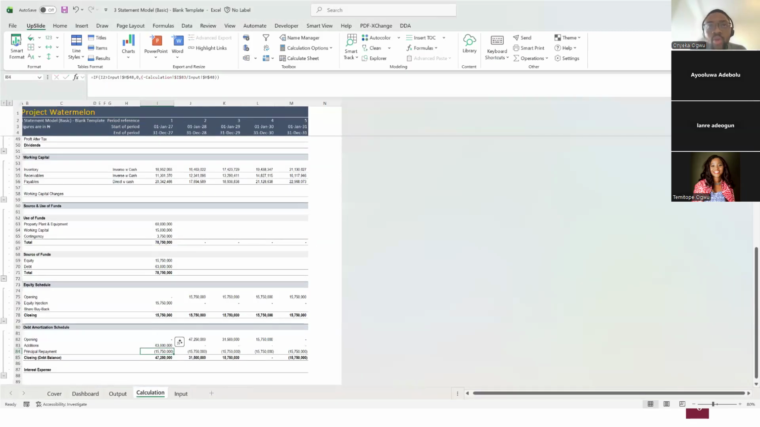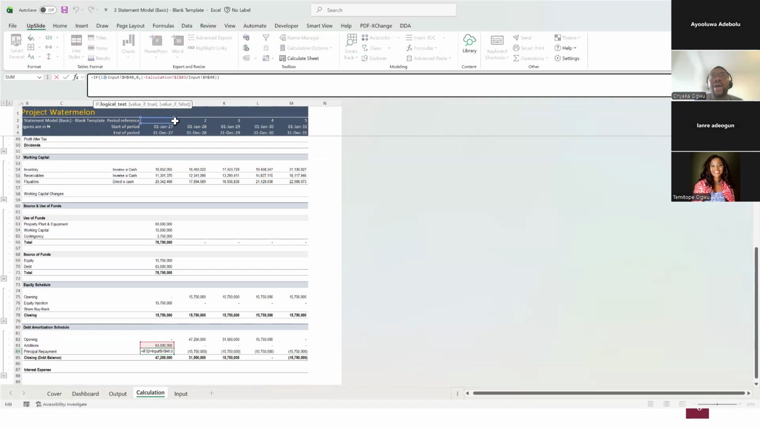So what we told Excel is that the loan is meant to last for 4 years. So this is year 1, year 2, year 3, year 4. If you pass 4, our tenure, just don't calculate it again, give me 0.